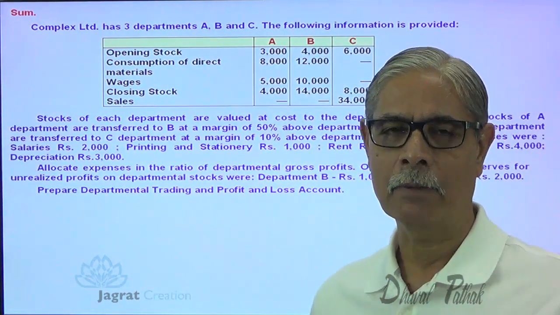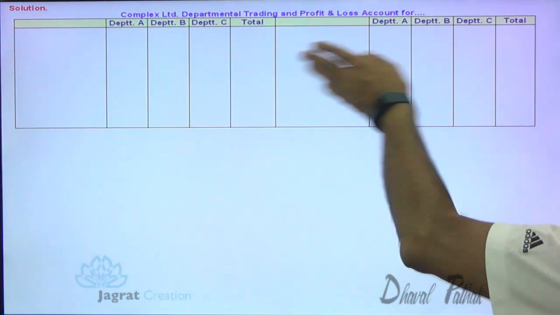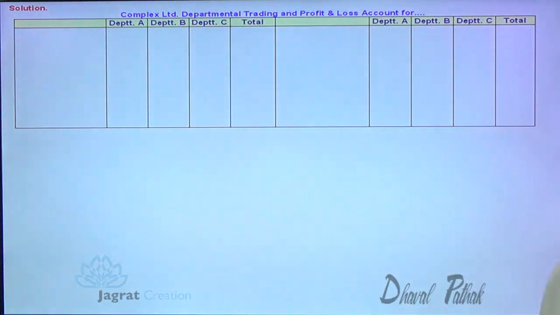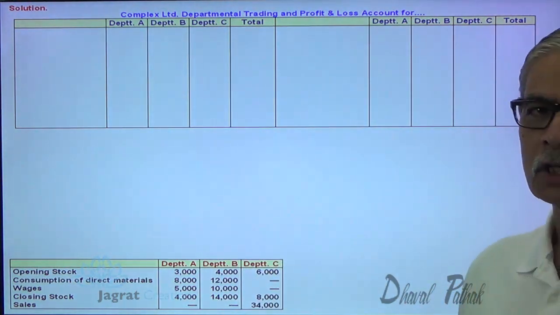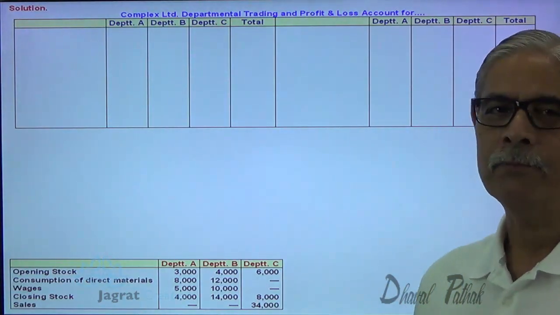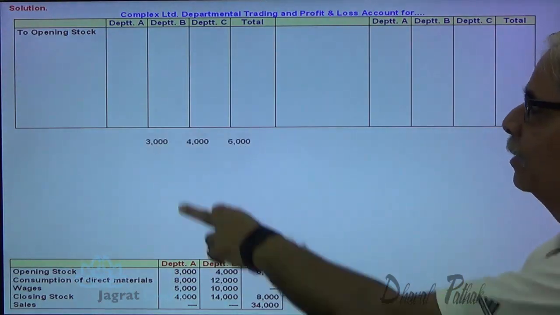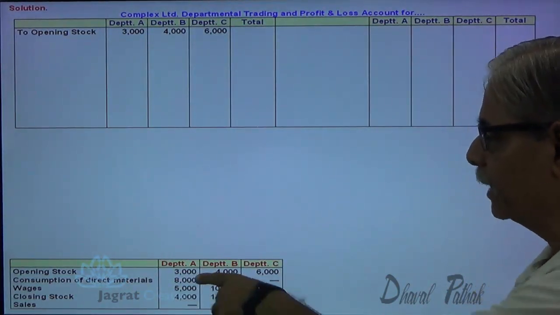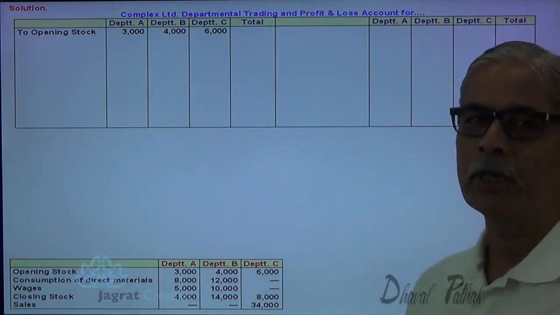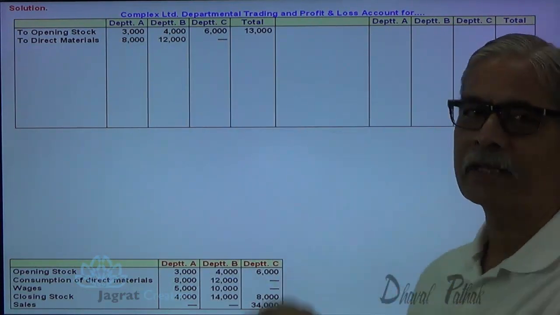Now on the basis of this information, let me start preparation of the departmental trading and profit and loss account. This is my trading and profit and loss account. Opening stock 3,000, 4,000, departments A, B and C opening stock, that I will write to the debit side of the trading account. Just observe the transfer: 3,000, 4,600. Consumption of direct material 8,000, 12,000 will be debited to departments A and B.